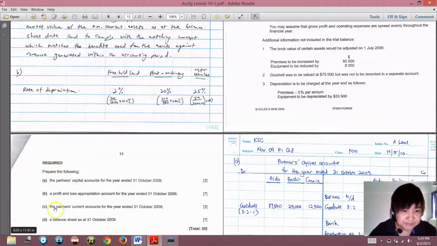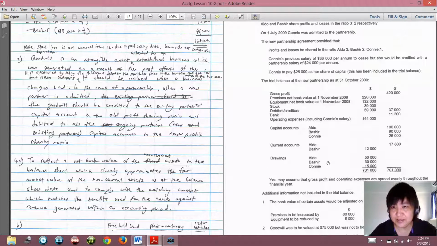Okay, and then part C, prepare a partnership current account, and part D, balance sheet. So that means it appears that you have to prepare the full set of everything. So part A, partnership capital accounts. Okay, so let us look here first.